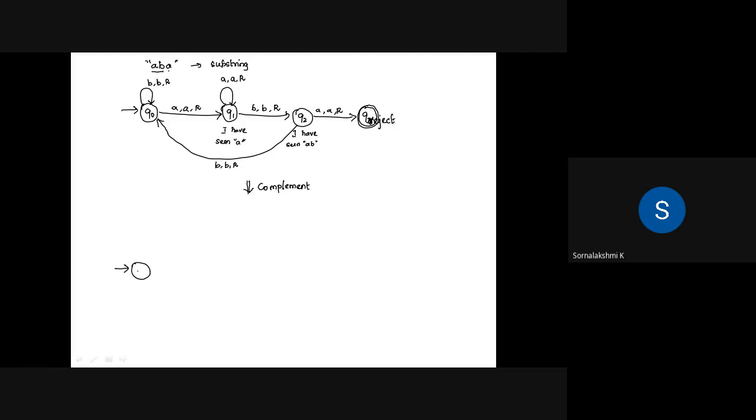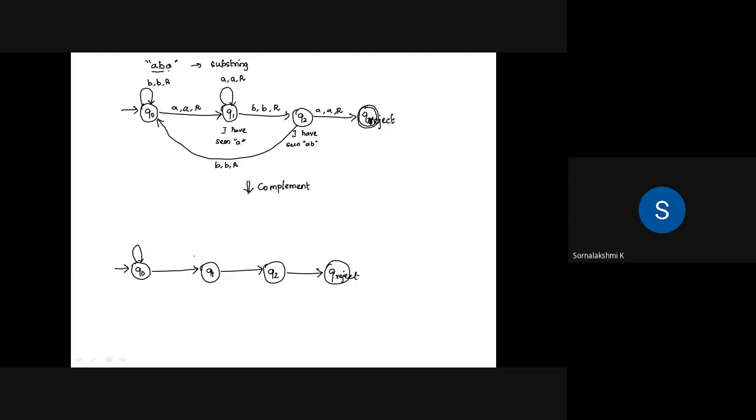So for now, I'll not decide on any states. I'll copy the diagram as such. I'll not have anything as a final state. I'll have Q reject as such. I'm pretty much sure that if I reach this Q reject, the string should be rejected. That's the only thing that I know, so I cannot have it as a final state.